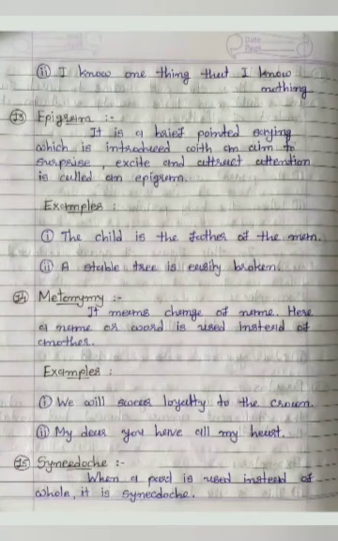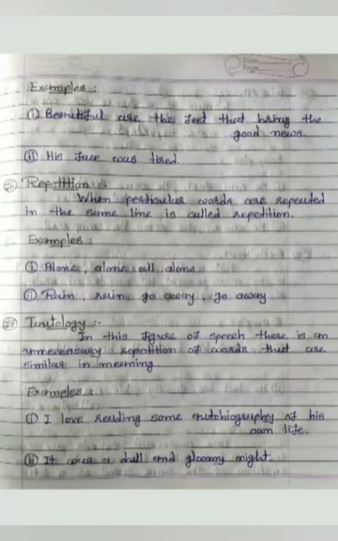Now, the second one is synecdoche. When a part is used instead of whole, it is synecdoche. For example, "Beautiful are the feet that bring good news." So here, feet word is used instead of whole body. So it is synecdoche. Likewise, next example is, "His face was tired." Here, face is used instead of whole body. That's why it is synecdoche.